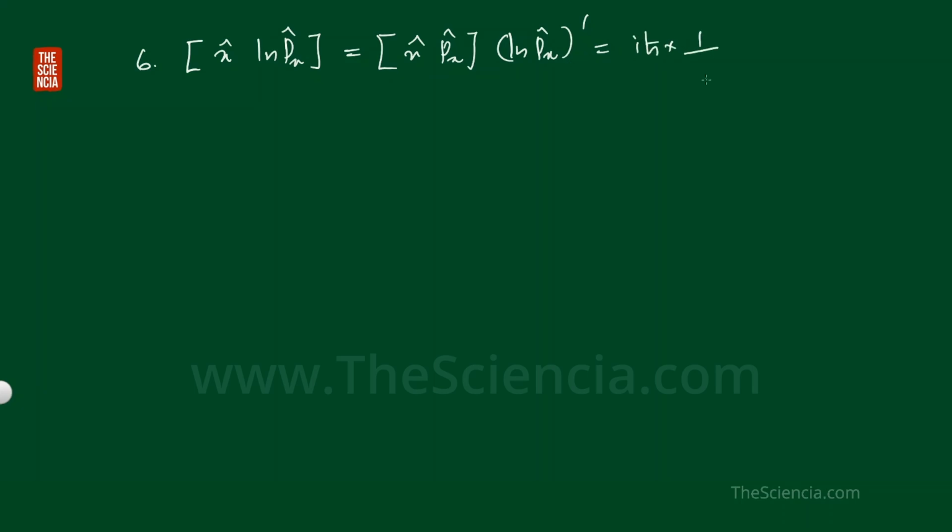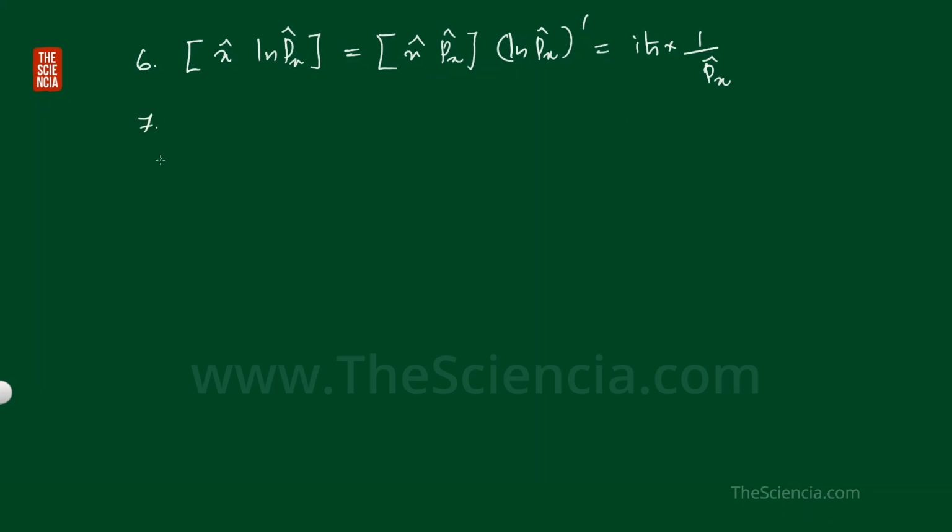Sixth example, commutator bracket of x cap, log px cap. That is, commutator bracket of x cap px cap into the derivative of log px cap. That is equal to i h cross into 1 by px cap.